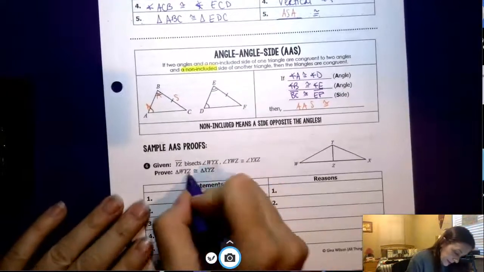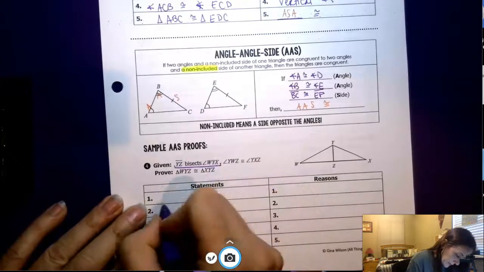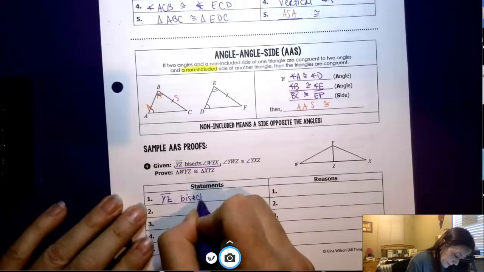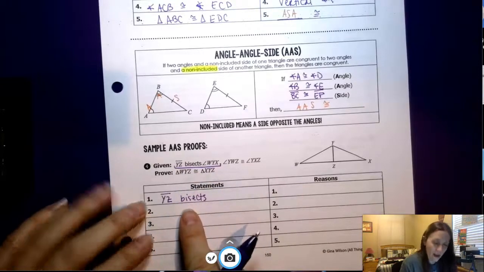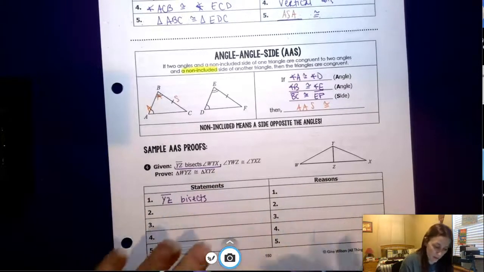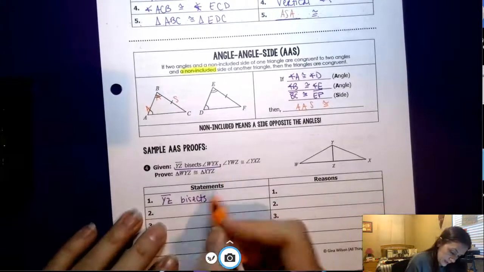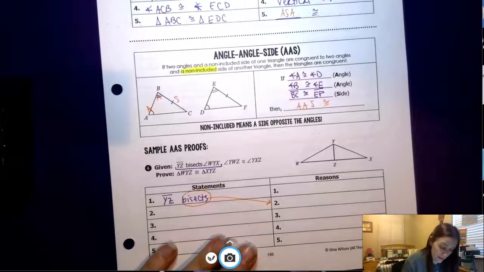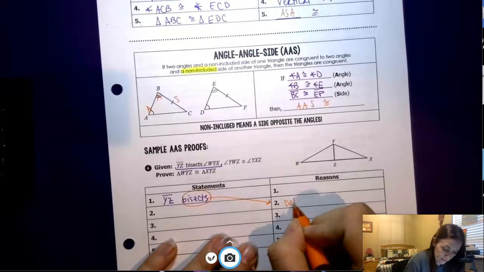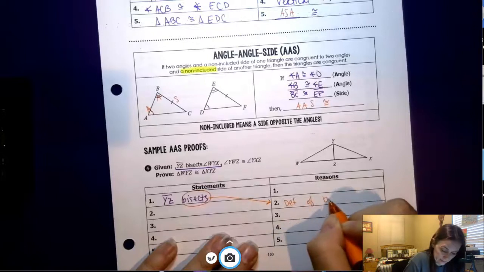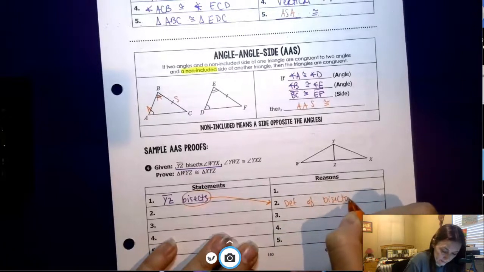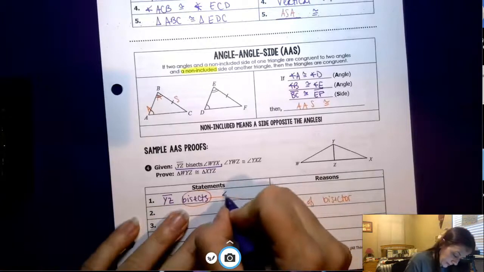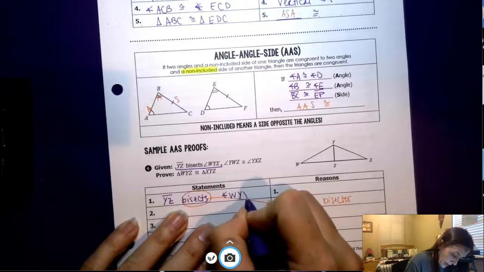So here I'm going to take my given, line segment YZ bisects. As soon as I read that, I am going to assume that probably my next reason, before I even write anything else, is probably going to be definition of a bisector. So anyway, back up to this. This bisects this angle WYX. This is given.